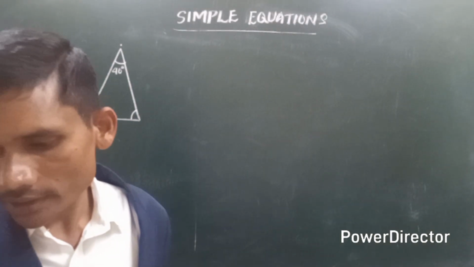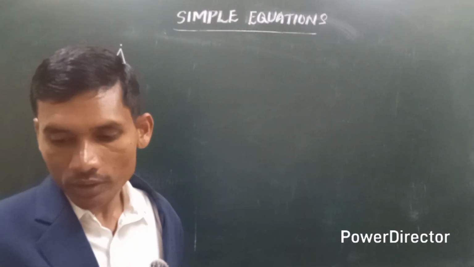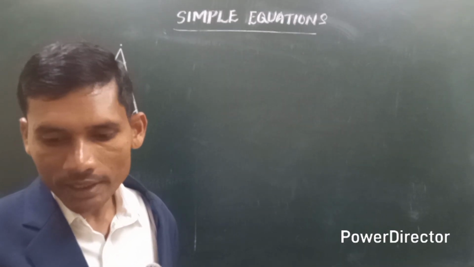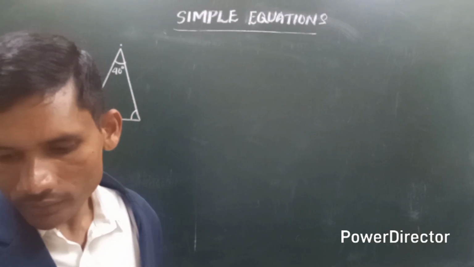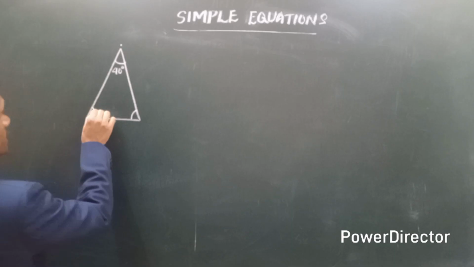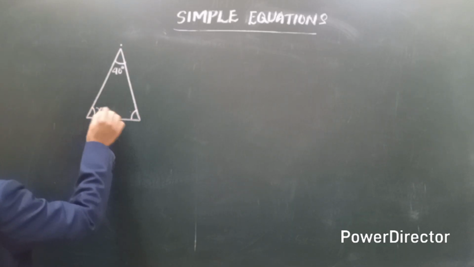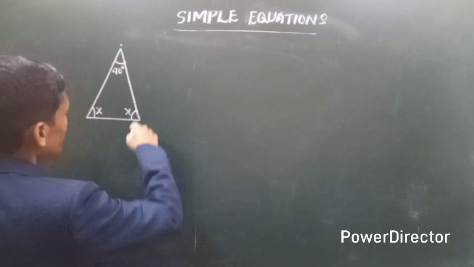Next, what they are asking in the problem: in an isosceles triangle the base angles are equal, and the vertex angle is 40 degrees. What are the base angles of the triangle? Base angles means this and this. If you take this as x, this will also be x because both angles are equal. So how do we find this?